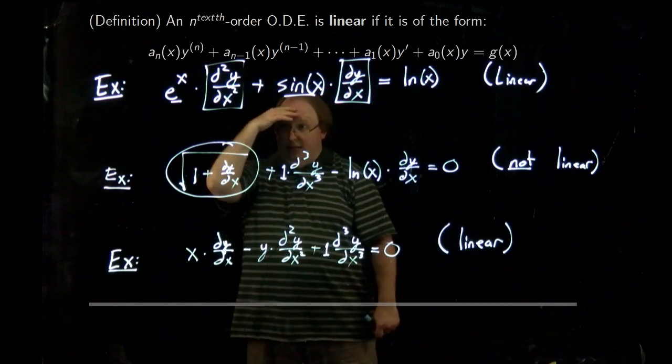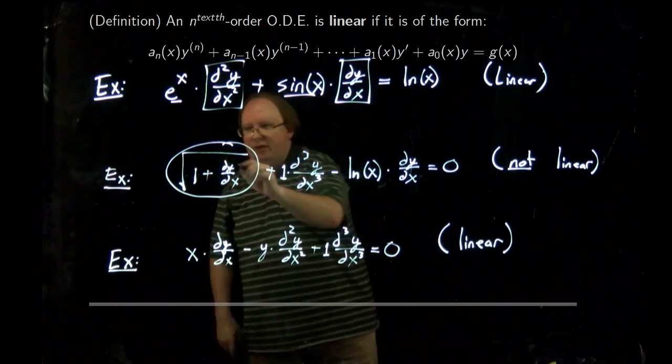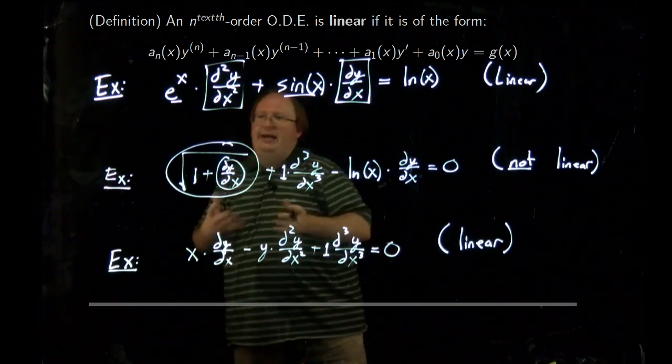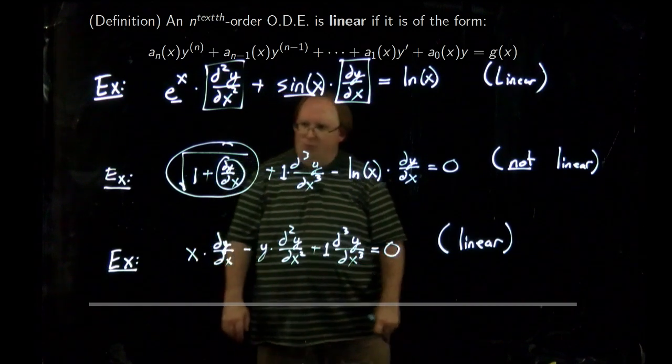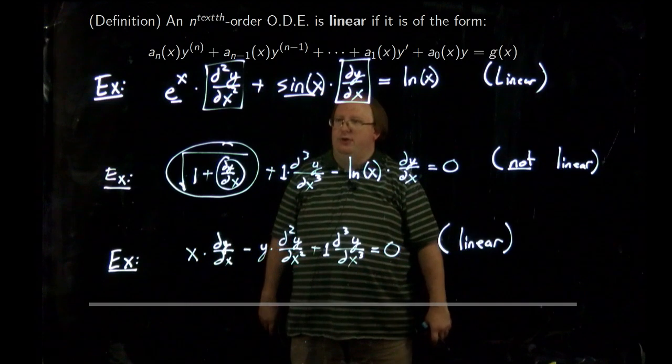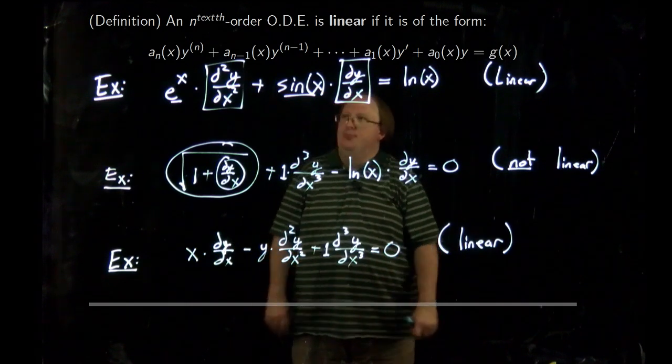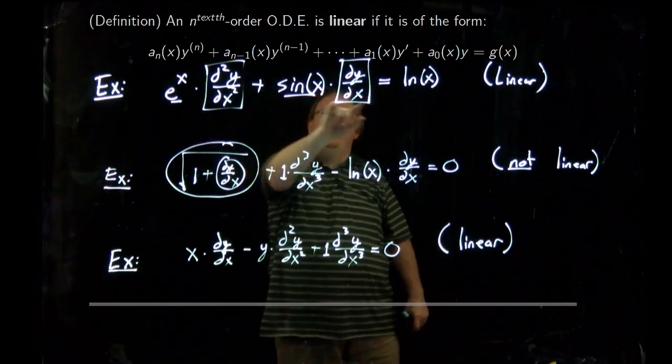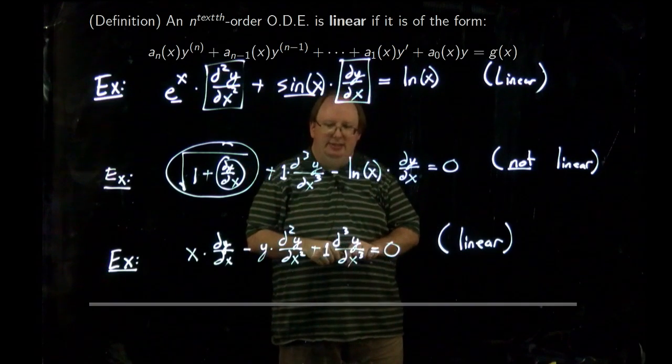So for things that are not linear, typically you'll have the derivative inside of something else. Or you'll have the derivative mixed in with other functions, inside of functions. But if the functions are outside of all of the derivatives, then we call that linear.